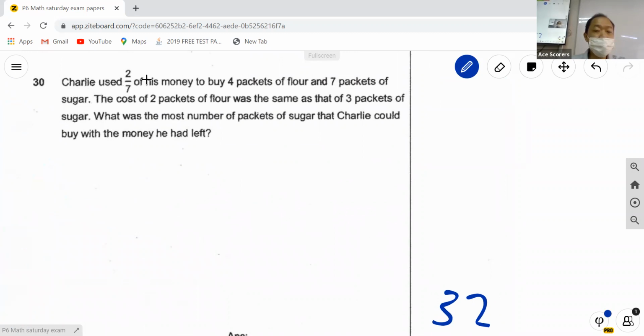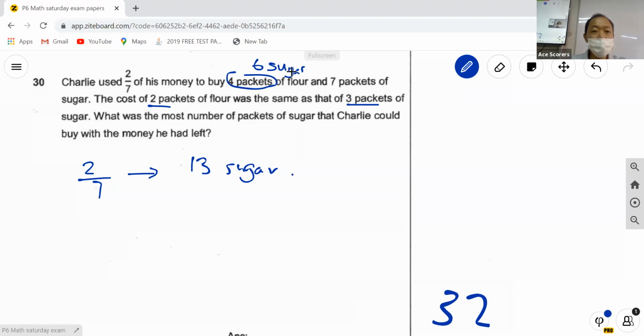So Charlie used 2 sevenths of his pocket money to buy 4 packets of flour and 7 packets of sugar. The cost of 2 packets of flour was the same as that of 3 packets of sugar. Okay, you got to do conversion here, right? Now, if 2 flour is 3 sugar, what's 4 packets of flour? 6. Yeah, so it's 6 sugar. So 2 out of 7 can buy 13 sugar. Why? Because 4 packets is 6 sugar.